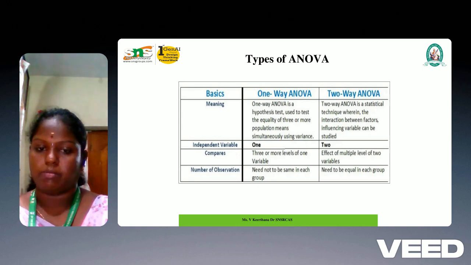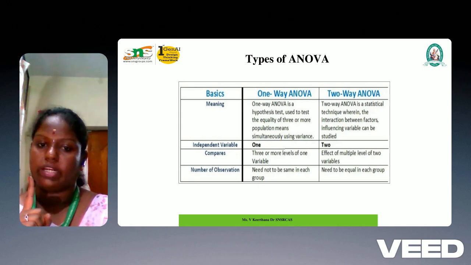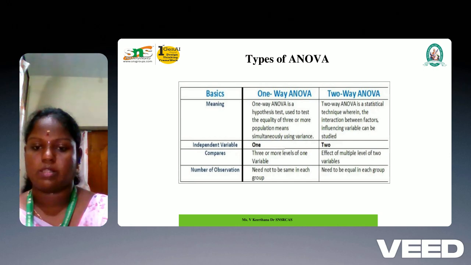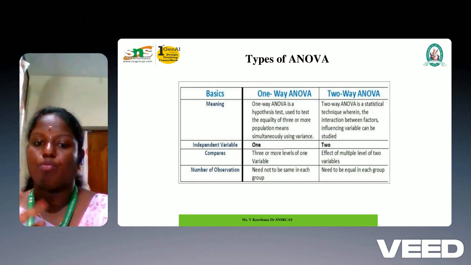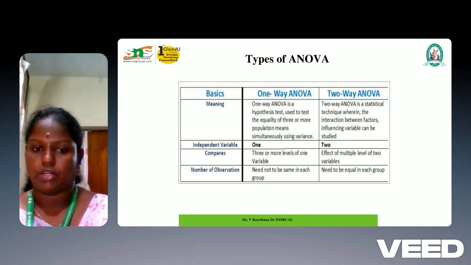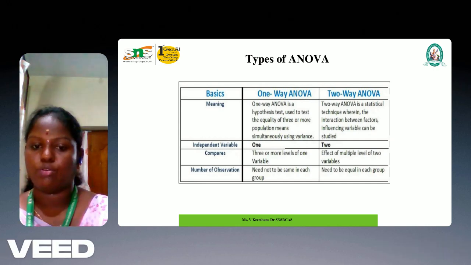One-way ANOVA can be used with only one independent variable, while two-way ANOVA can be used with two. One-way ANOVA compares three or more levels of one variable, and the effect of multiple levels of two variables can be studied in two-way ANOVA. The number of observations need not be the same in each group in one-way ANOVA, but in two-way ANOVA it needs to be equal in each group. So the difference is clearly understood.